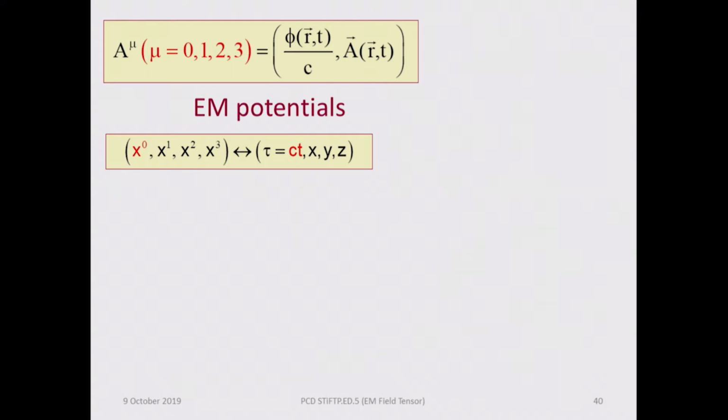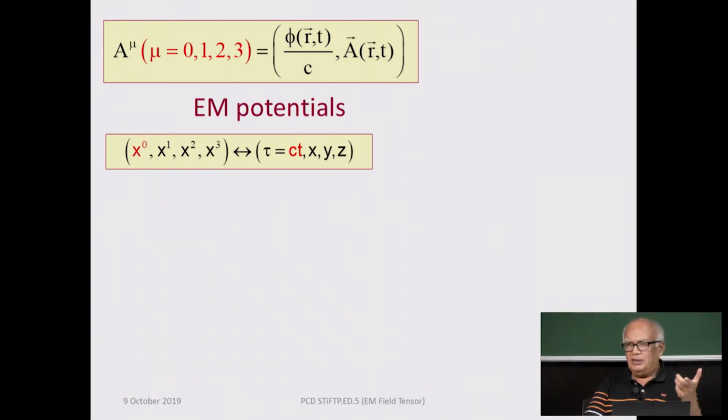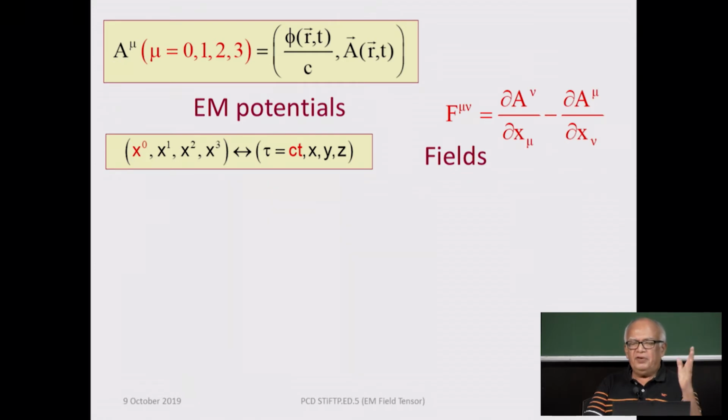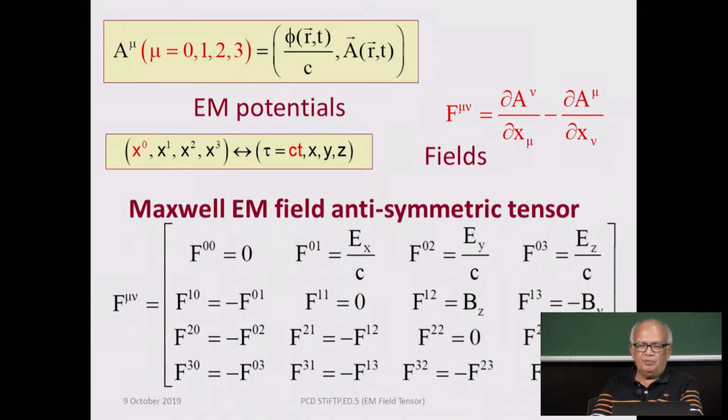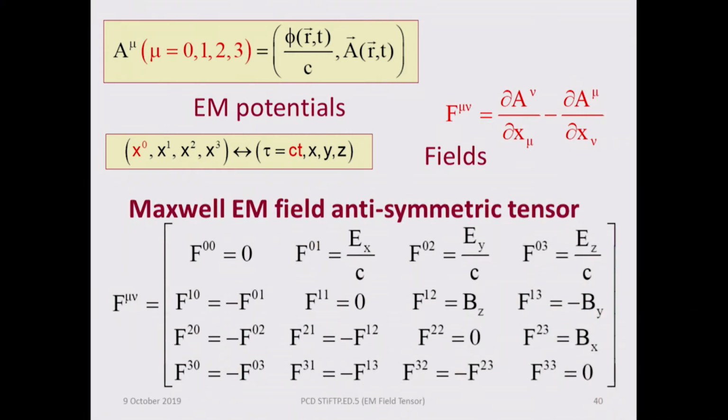So, the electromagnetic potential now has got 4 components 0, 1, 2, 3. The fields are given by the derivatives of the potentials, and not just the derivatives, but the difference in the derivatives between 2 terms. So, there are these del A nu by del x mu minus del A mu by del x nu. Okay. So, if you now construct the electromagnetic field tensor, and you should sit down and work this out yourself, get the derivative of A nu with respect to x mu.